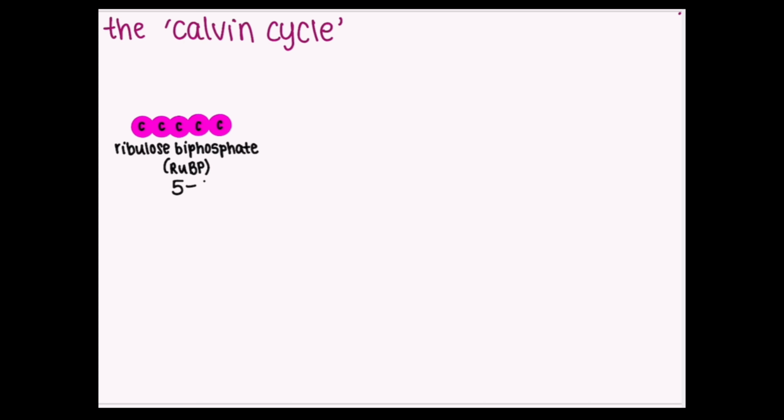So the first molecule that we're going to look at here is ribulose biphosphate, commonly known as RuBP. It is okay to call it RuBP in exam style questions, you will get the mark. This is a 5-carbon molecule, and that's what we need to know about that. It has 5 carbons. We don't need to know the rest of the structure.